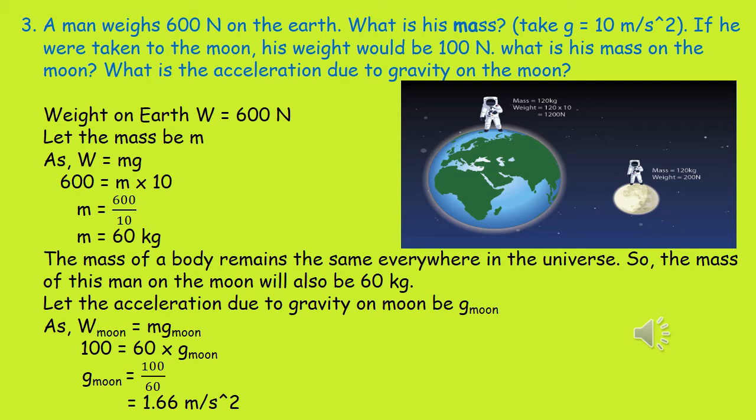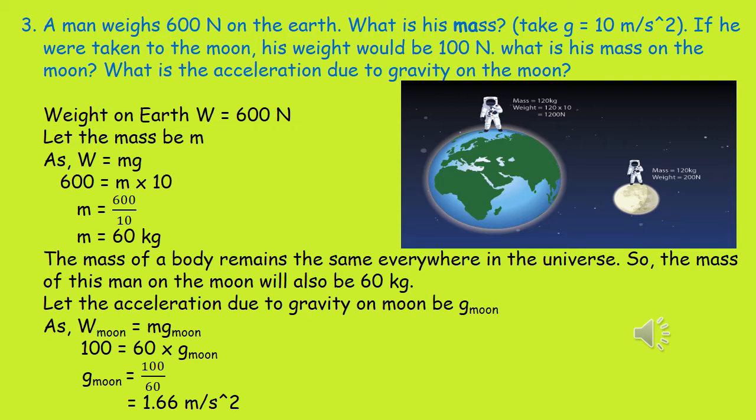Now weight on Earth is given, 600 Newton. We have to find the mass. We have already done the same kind of sum in question number 2. So we are assuming the mass to be small m. Same formula we are using, W = mg. So 600 is the weight, that is equal to m × 10. 10 is the value provided in the question. So mass is equal to 600 by 10, that is 60 kg. So mass of the object is found.